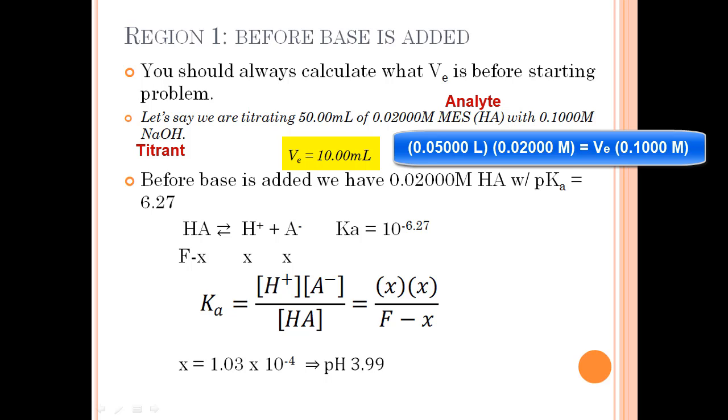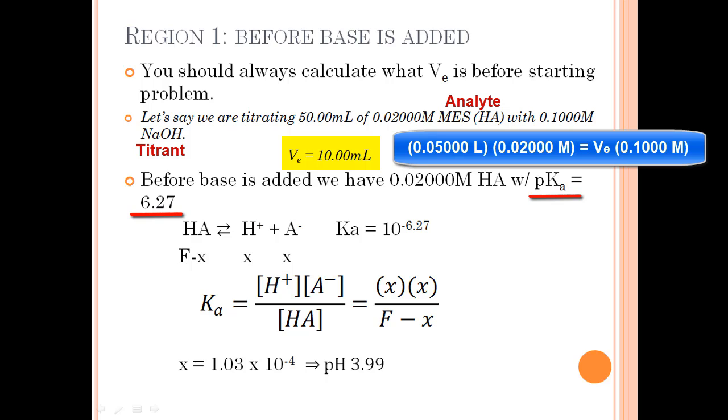Before we add any base, you have 0.02 molar of this weak acid. And they gave you the pKa. I didn't mention that before, but in the book, you'll see that they give you the pKa of MES, which happens to be 6.27. So to find the pH is just how we've done it before back in chapter 6 when we were working with weak acid, weak base problems. The equilibrium expression is going to be x squared divided by F minus x, where F is your formal concentration, of course being 0.02000 molar. And you know your Ka because they gave you the pKa. So all you would do is solve for x.